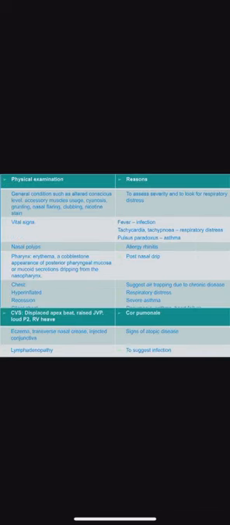From the clinical examination, general condition such as consciousness level, use of accessory muscles, cyanosis, grunting, nasal flaring, clubbing, nicotine stains. Vital signs are also important, fever. If you have fever, this is for infection; tachycardia, tachypnea, this is respiratory distress. Pulsus paradoxus, if the patient has pulsus paradoxus, suggestive of severe asthma.